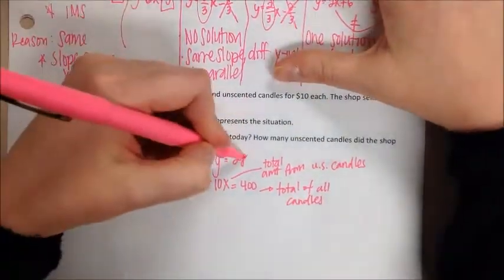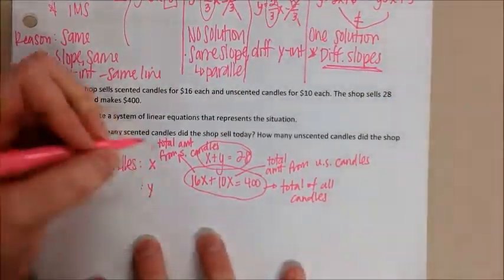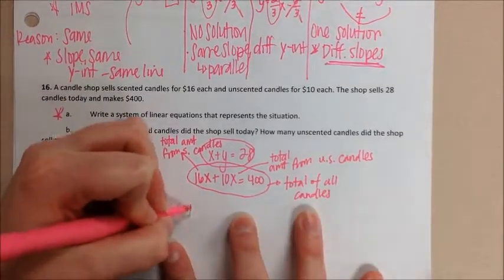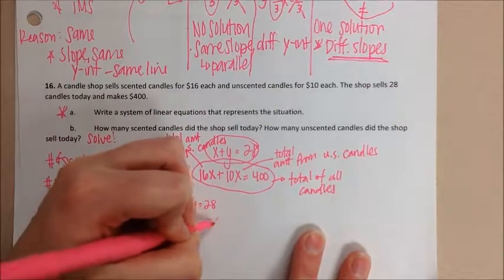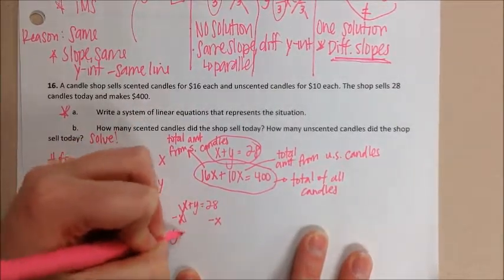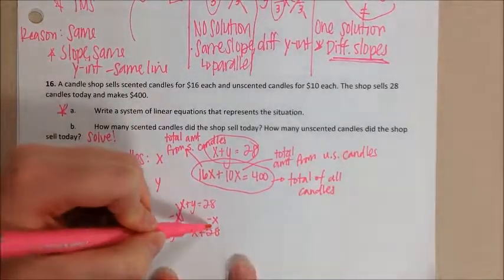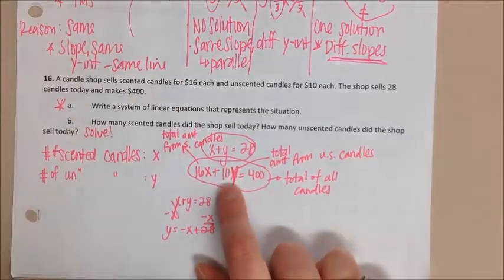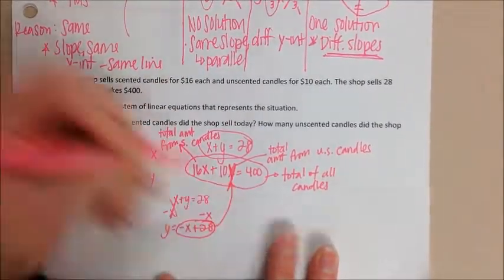Okay, so now I have my two equations. Here's my two equations. Okay. So I'm going to use substitution. So I have x plus y equals 28. I'm going to get y by itself. So I'm going to subtract x from both sides. So I'm going to have y equals negative x plus 28. Okay. I'm going to plug the, oops, this should be 10y. I'm sorry, not 10x. Okay, so I'm going to take this and I'm going to plug it in up there.